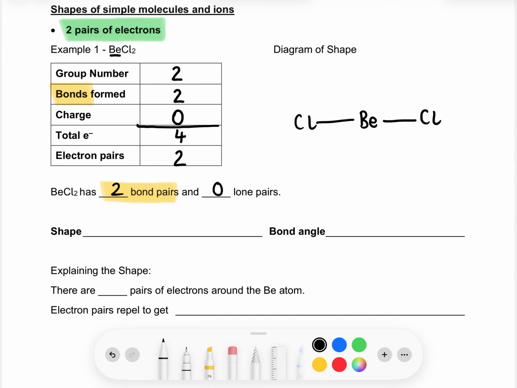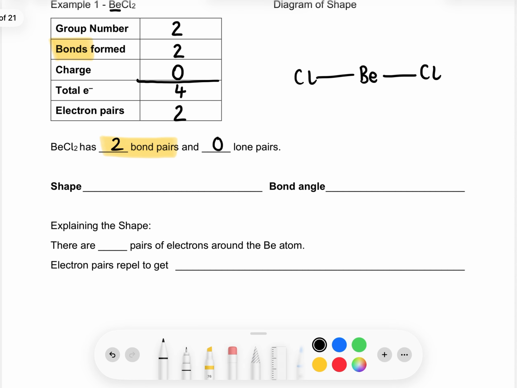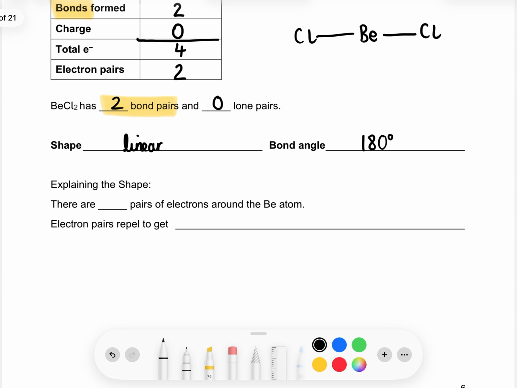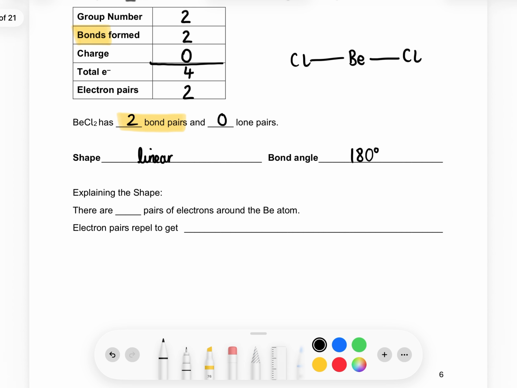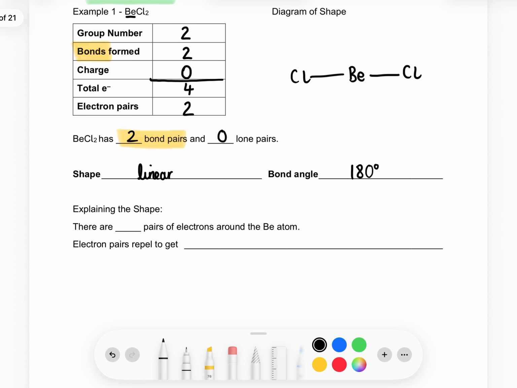This is the shape that minimises the repulsion as much as possible, puts those 2 pairs of electrons that are in these sticks as far apart as possible. That is called linear because it's forming the shape of a line, and we can see straight away that the bond angle is 180 degrees. How would we explain to the examiner this shape? So it would be give the shape and explain.